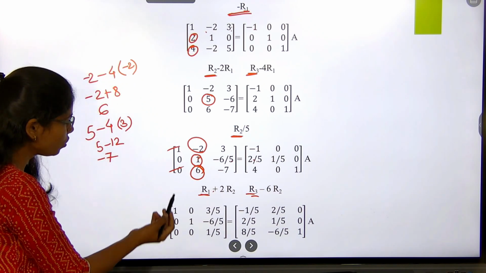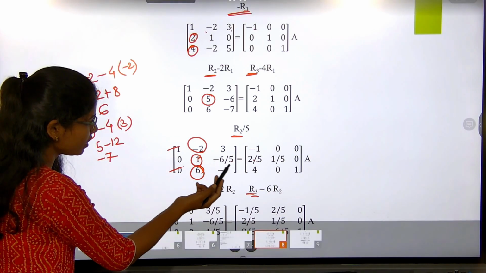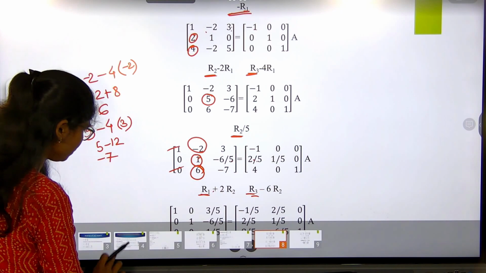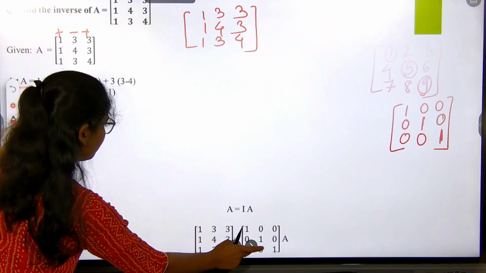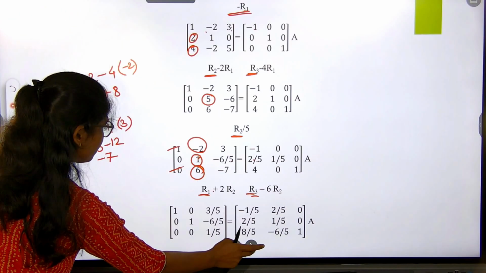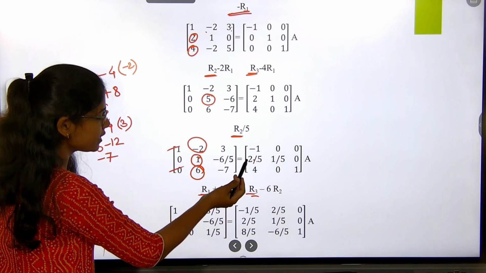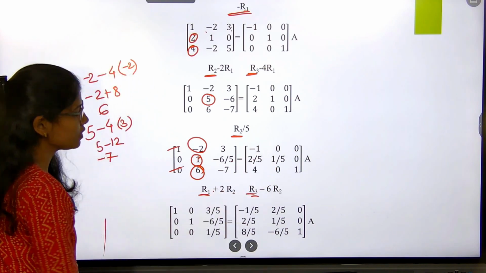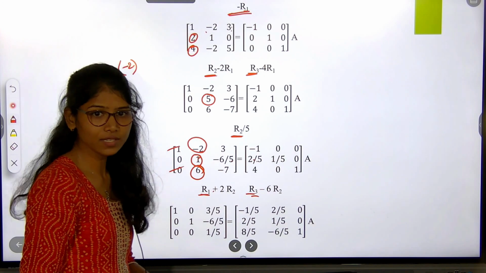Same in R3 also. 0 plus 0, then 6 minus 6, 0, minus 7 minus 6 into minus 6 upon 5, it is 1 upon 5. 4 minus 6 into 2 upon 5 is 8 upon 5. Then 0 minus 6 into 1 upon 5, so it is minus 6 upon 5, and 1 minus 0 is 1.